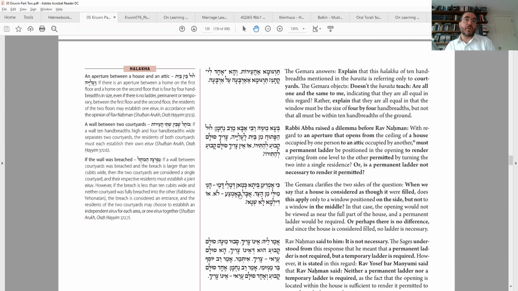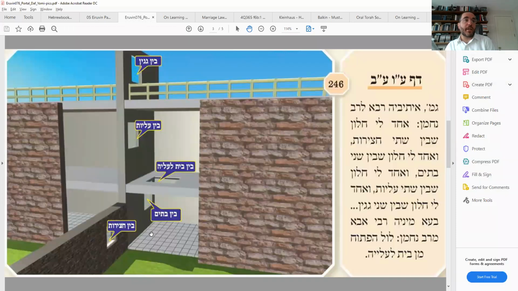Right, clarifying the question. So when we say that a house is considered as if it's full, what does that apply to? Does that only apply this way, that if this is above ten tefachim from the ground, that is considered full to the extent that I can go into this window and go to the house next door? Or are you considering it full even all the way up to here, that I don't need a ladder, and this thing on the roof is accessible even vertically? Does your law that a house is considered full only apply horizontally or also vertically?